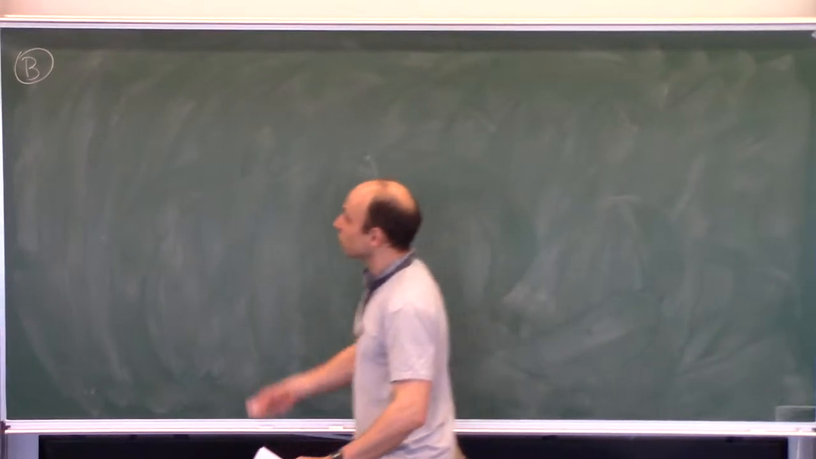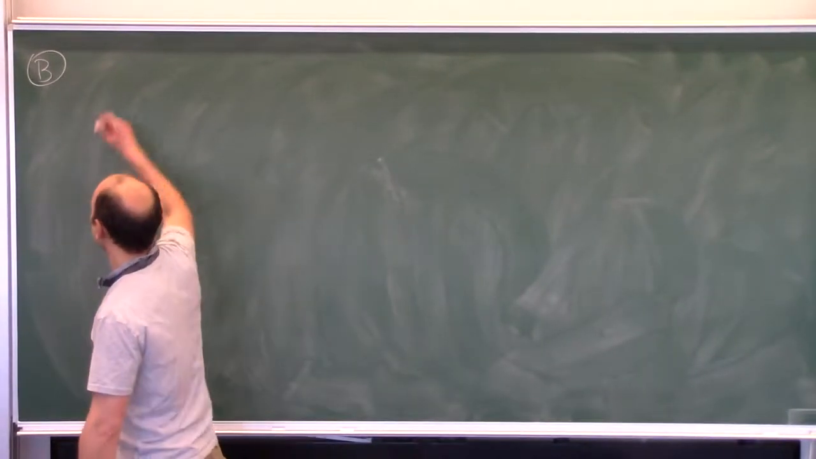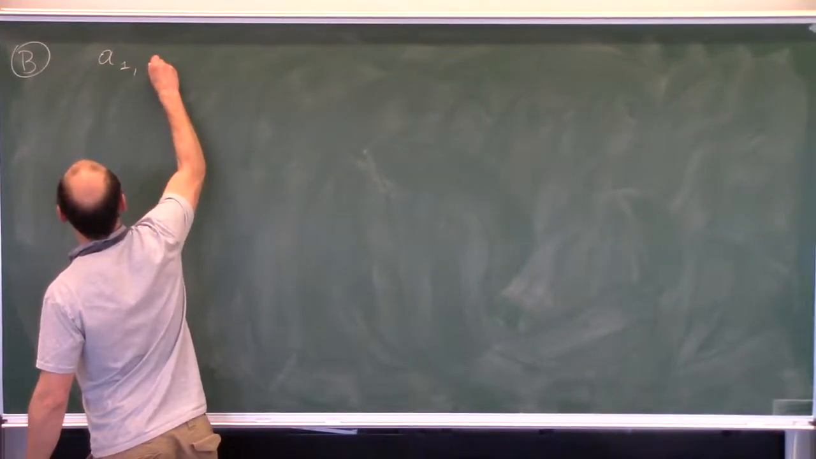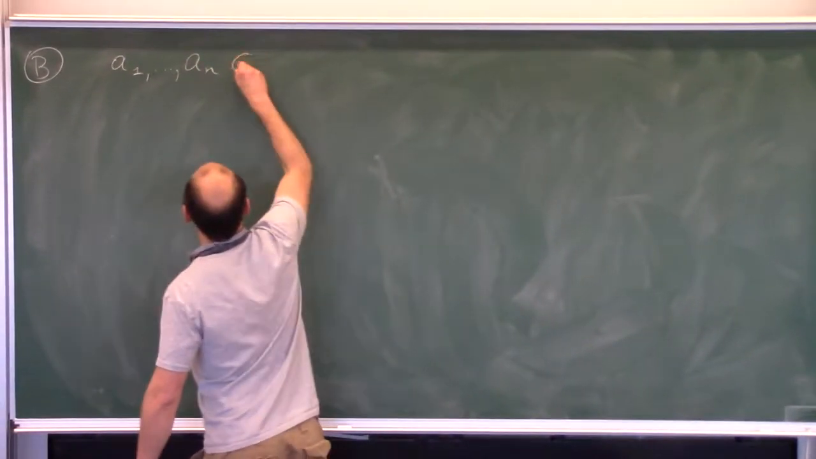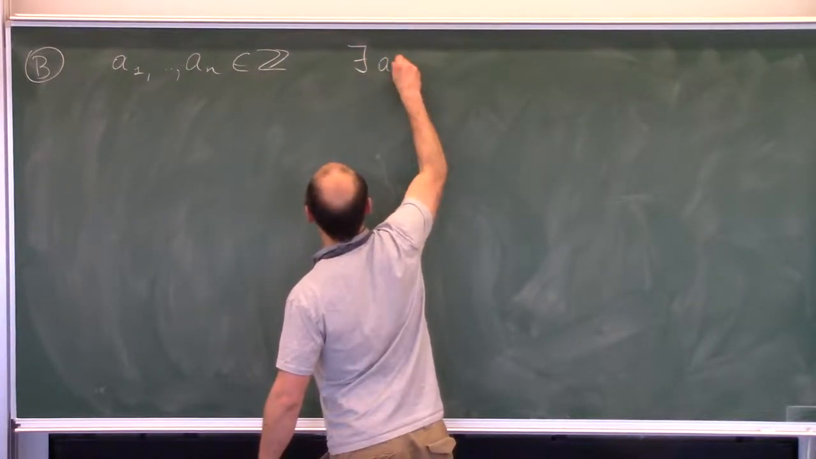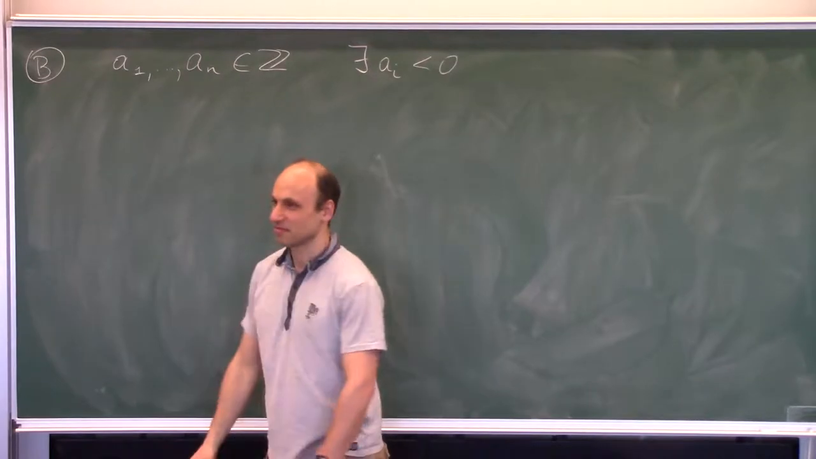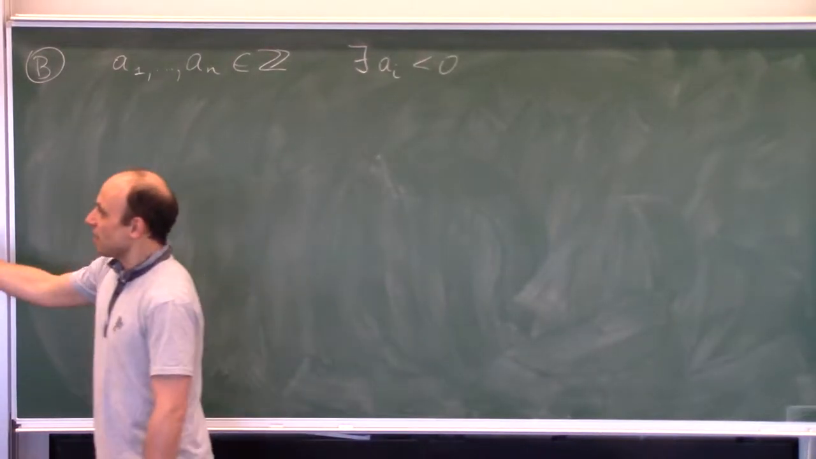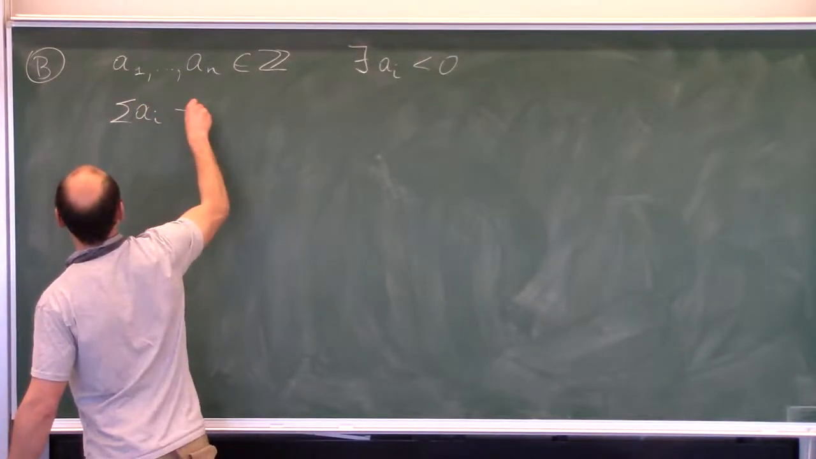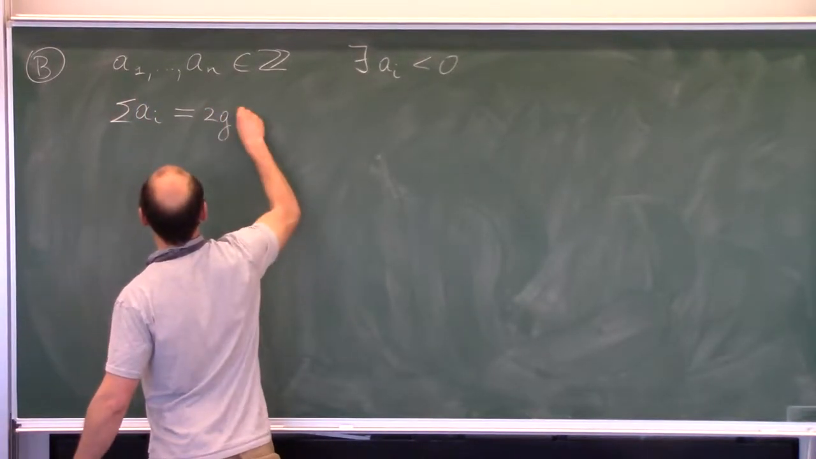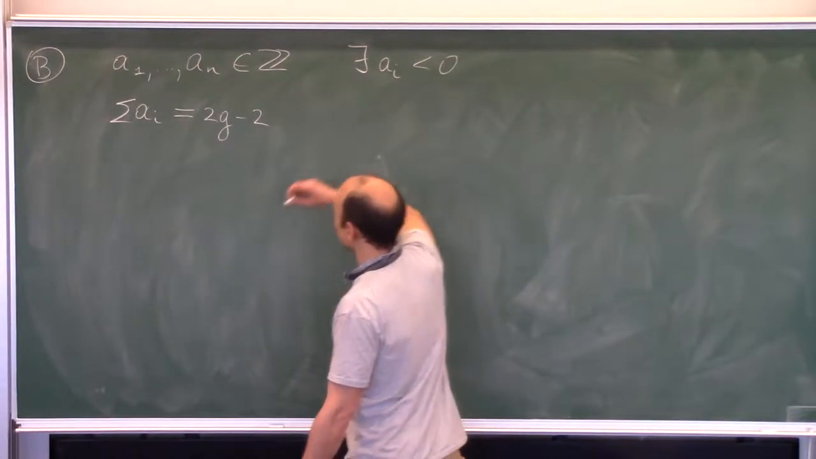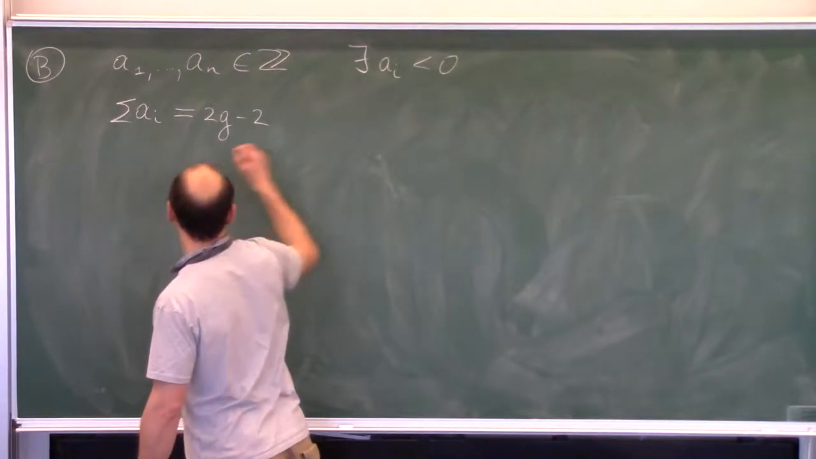Okay, so question number B is the same. Well, it's exactly the same, except that now I take integers ai, and I suppose that at least one ai is negative. And then I can ask exactly the same question. So again, I suppose that some of the ai sum up to 2g minus 2. And I would like to take the locus.